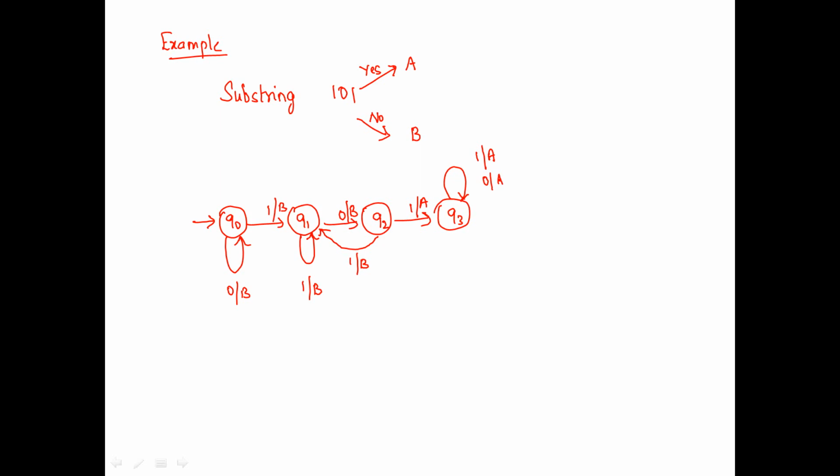So now our Mealy machine is complete. There are no final states here, but when an input string is given, it will emit an output symbol, whether A or B, depending upon the checking of the substring.